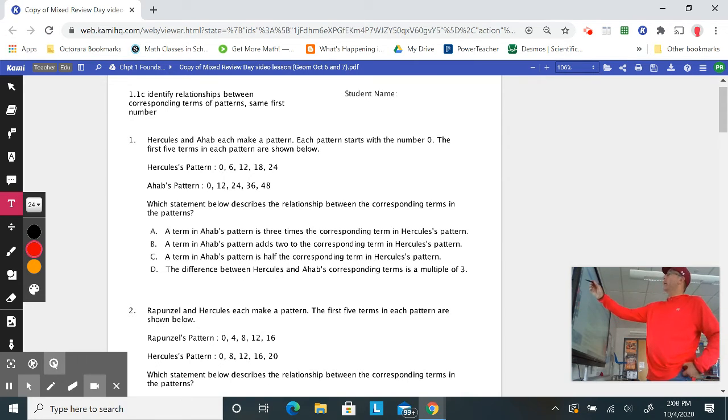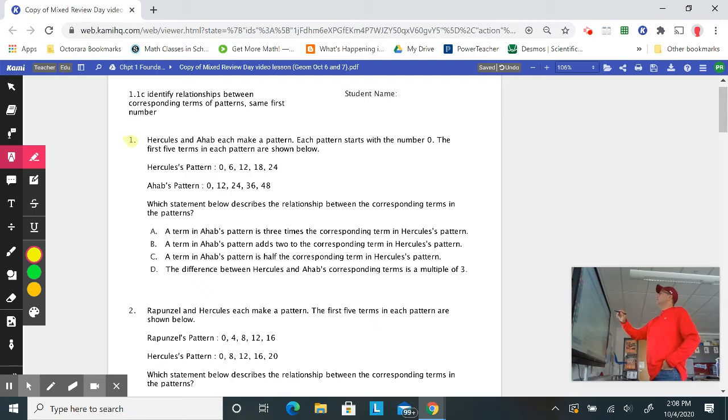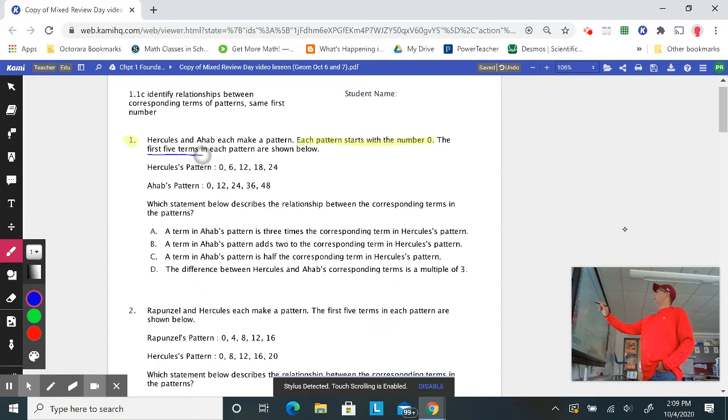Let me go to my highlighter. So number one, we're talking about Hercules and Ahab. Each make a pattern. Each pattern starts with the number 0. The first 5 terms in each pattern are shown below. So we're talking about each of these patterns has 5 terms.